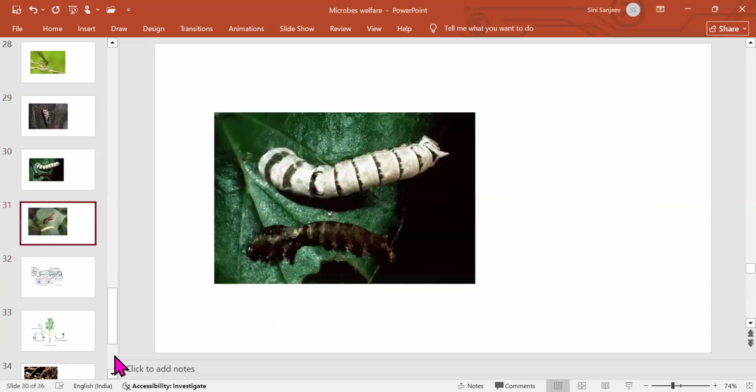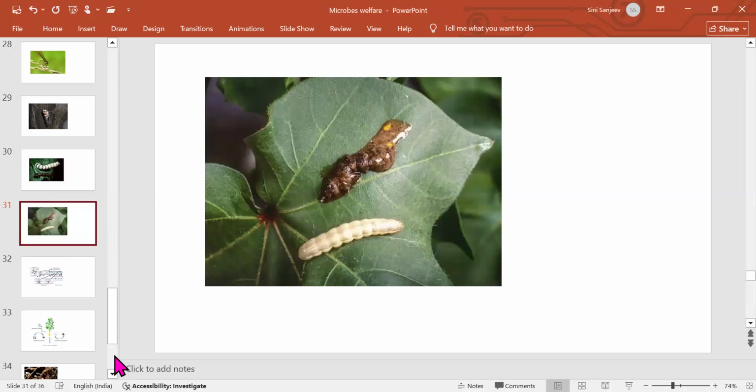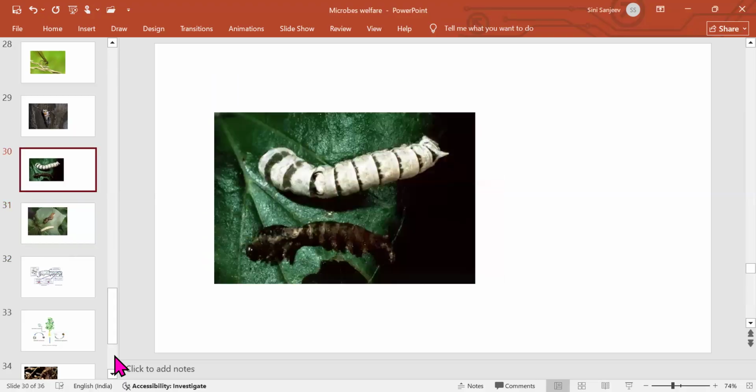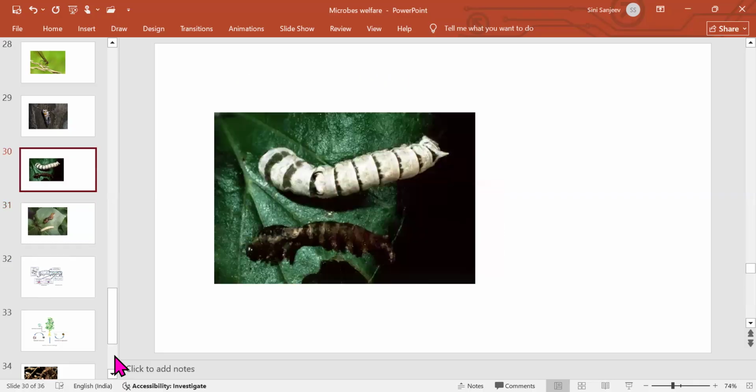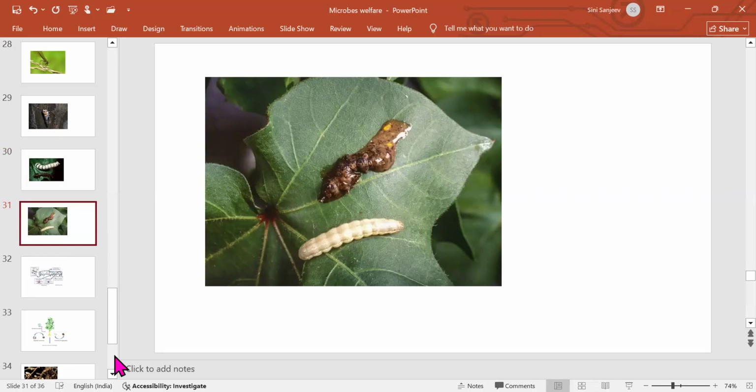Okay, so these are the three scenarios: one is the trichoderma, one is the baculovirus. If you see over here, the larva, the caterpillar, has been killed, as you can see in these two pictures. So it's completely dead. This is how the BT genes work.